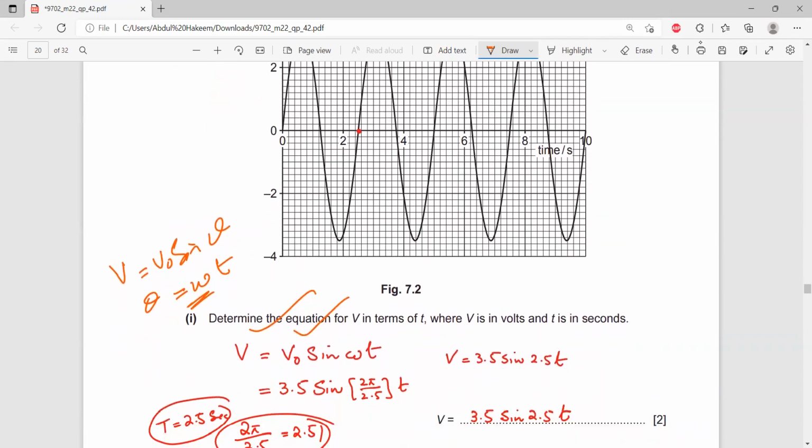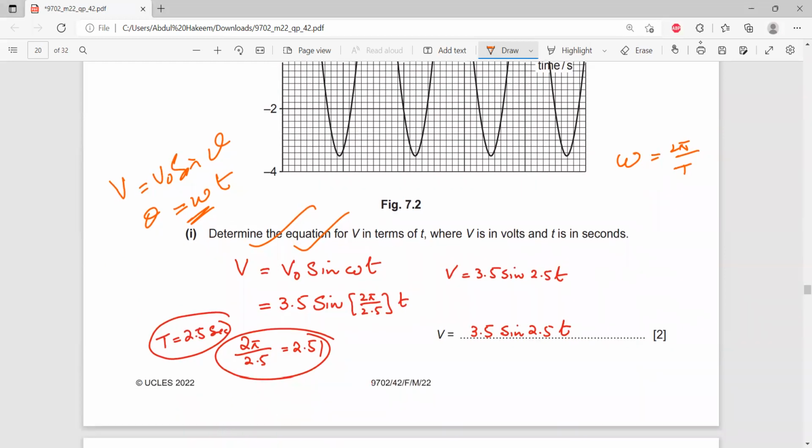And then this omega is equal to 2 pi over time period. So here is the time period, and it is approximately 2.5. So we will write 2 pi divided by time period 2.5 into small t. So this 2 pi over 2.5, you can calculate it. Approximately it is coming 2.51. So you can write it 3.5 V naught sine 2.51 into t, or just 3.5 sine 2.5 t.